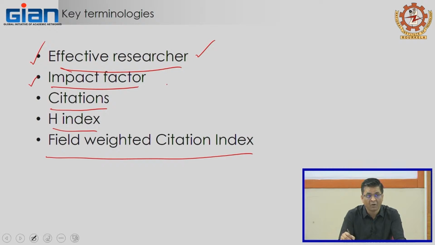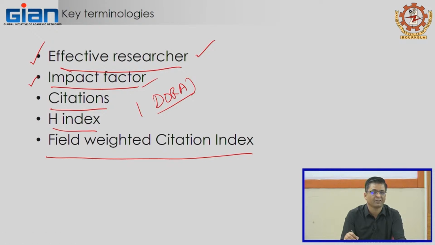But now a new system has come into existence, that is DORA, the Declaration of San Francisco Agreement. That means there is no value for impact factor or citation or so, but what is the impact of that research? These terminologies come in and they go. What remains is the quality of your research work.